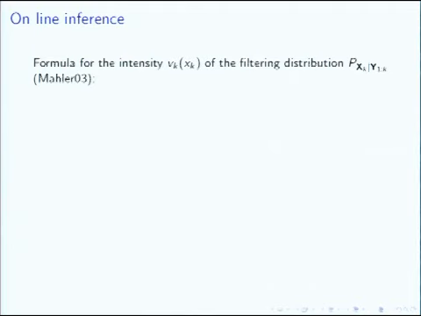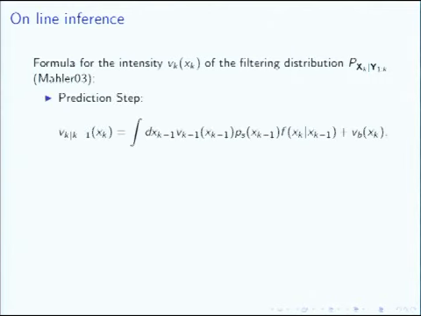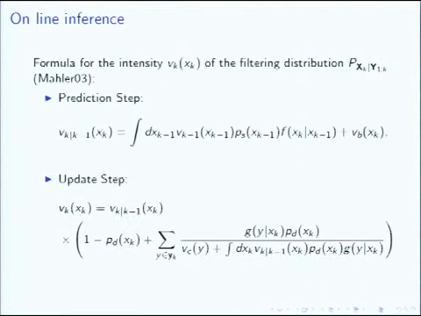So this is the formula Mahler came up with, which we essentially just re-derived, in a much simpler way, I think. He said this is the prediction step, which we know, and this is the update step. Essentially the update step here for the intensity comes from the projection result. You characterize the law of the process at time k, and then you project it, and this is what the intensity of the best Poisson approximation to the filter at time k looks like.